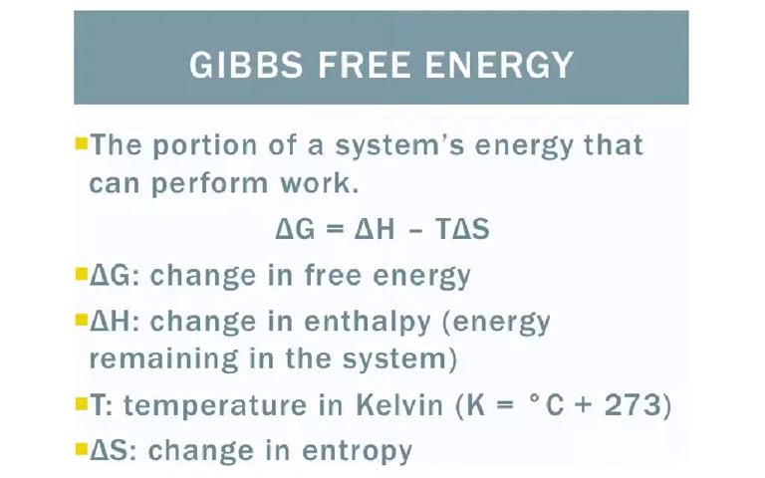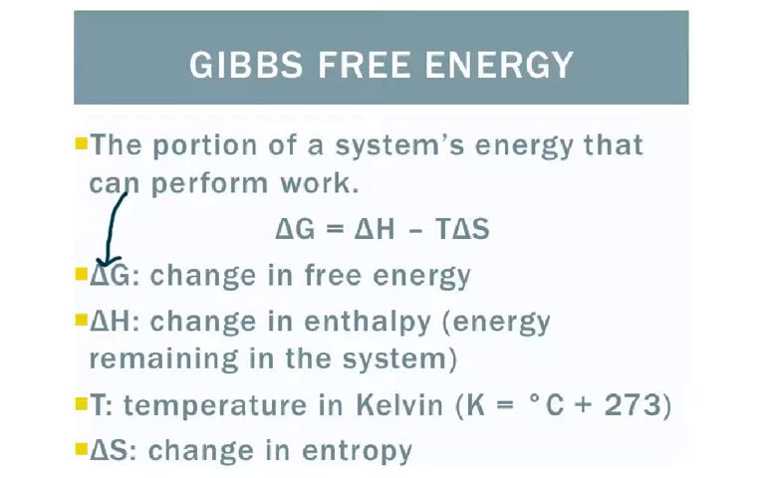So we need to define these variables. G is free energy, or Gibbs free energy. You can use either term, fine. The delta means change. So whenever you see this little triangle here, that just means change. So delta G is the change in the free energy. Delta H, H is going to mean enthalpy. Enthalpy is basically the energy remaining in the system, the energy that's still there and is still available to do work. The delta, again, just means change. So delta H is change in enthalpy.